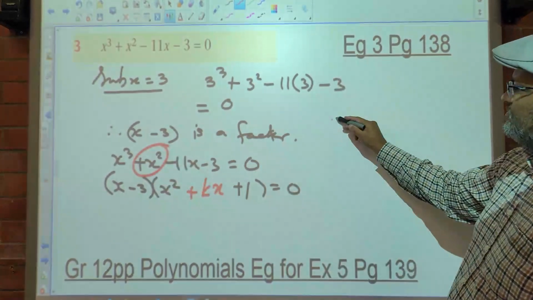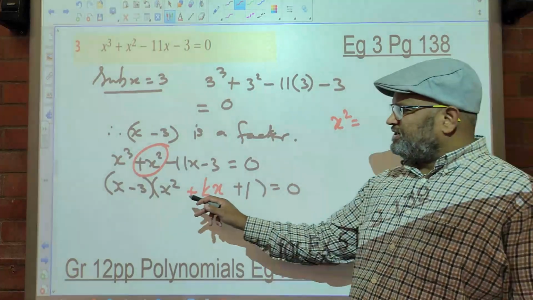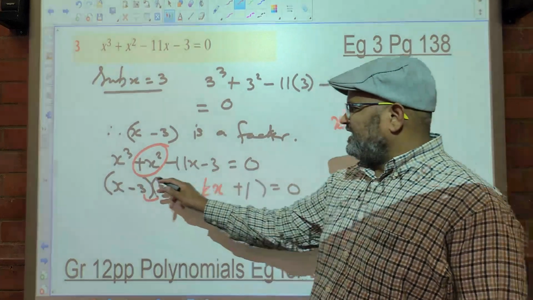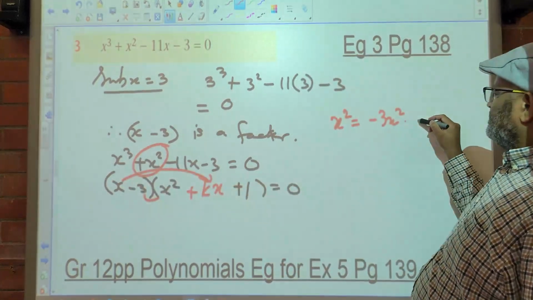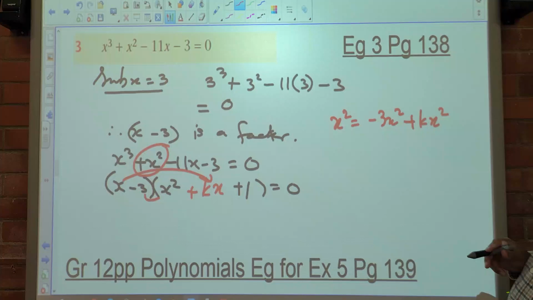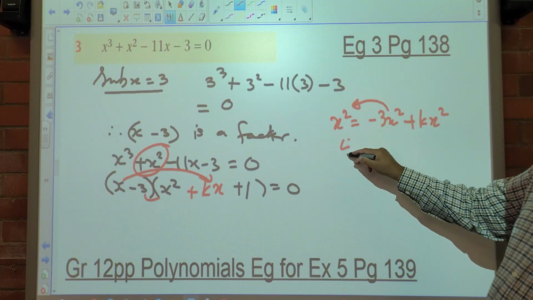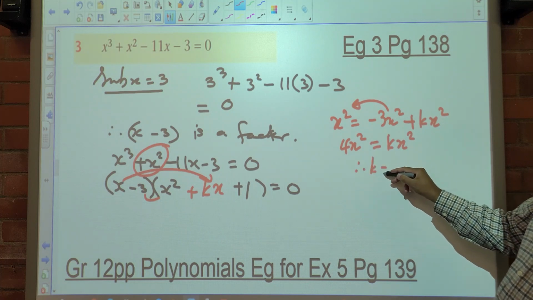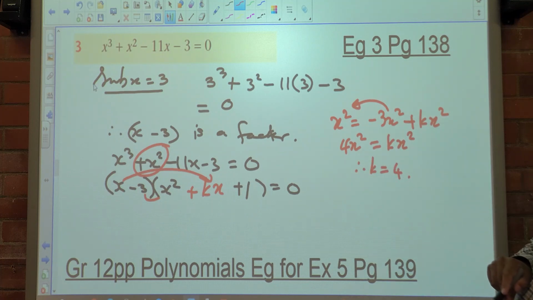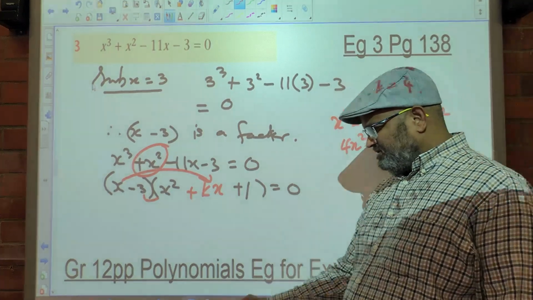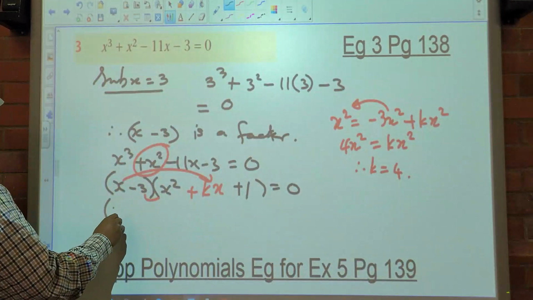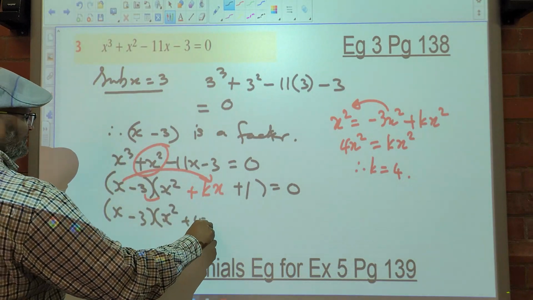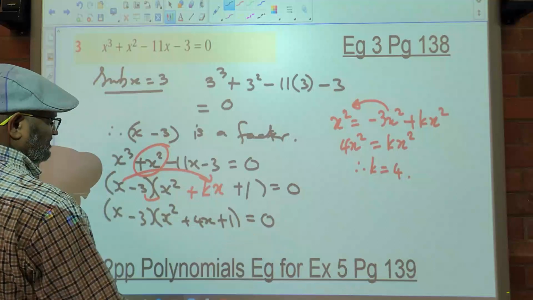x squared. So how do I get x squared? A constant by x squared, which is negative 3x squared, and then x by x will be positive kx squared. Over the equal sign it becomes 4x squared is equal to kx squared. Therefore k is equal to 4. It's easy, no? So x minus 3 times x squared plus 4x plus 1 is equal to 0.